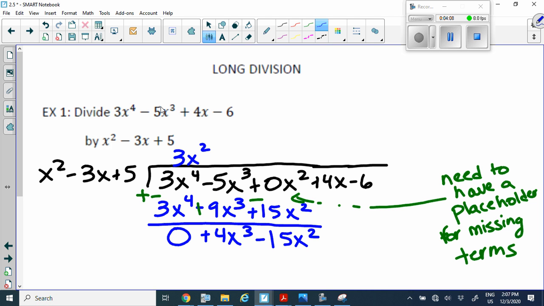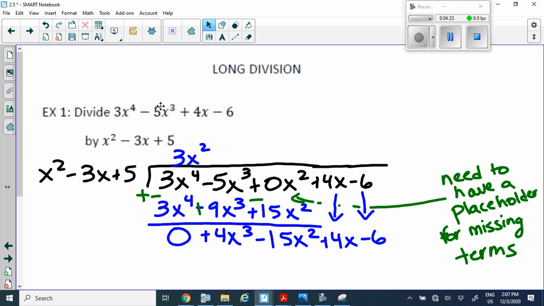Now, just like when we did it with the numbers, I need to bring down what's next. I also have to bring down everything else, just because we will have multiple terms to get rid of. So I need to bring down the 4x and bring down the negative 6. Okay, now our new first term we're trying to match is this 4x cubed. So I need to think: x squared times what gives me this 4x cubed? Let's think about how we can get to this 4. Know that my coefficient in front of the x squared is 1. 1 times what gives me 4? That's going to be a positive 4. Now let's think about the exponent. So x squared times what gives me x cubed? That's just going to be an x.